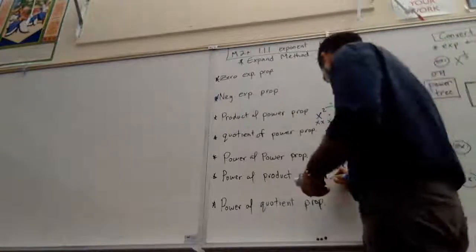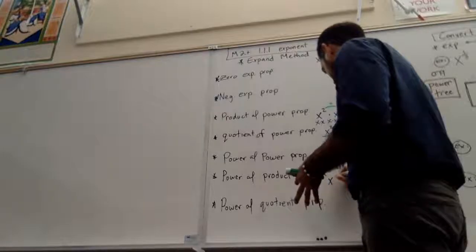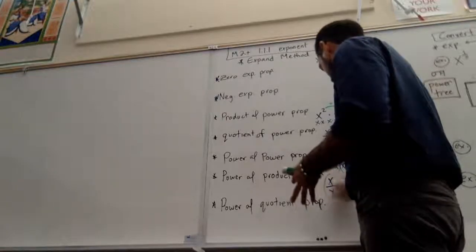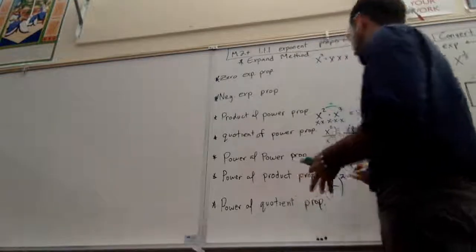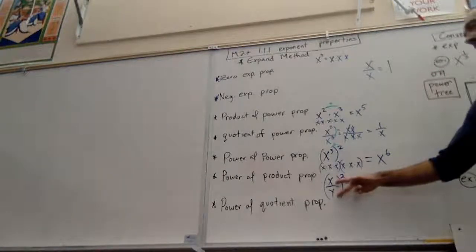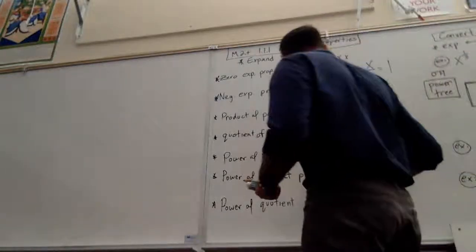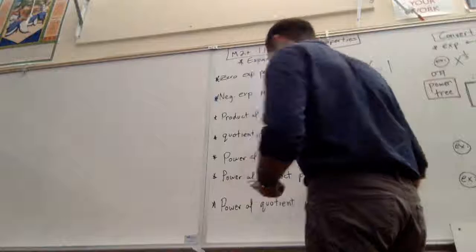All right, power of product. Let's see. What if we have, I'm going to use x and y, and I'm going to square it. It's x over y squared. So you're doing a power of a product. Oh, wait a minute. That's right. That's the next one. My bad.